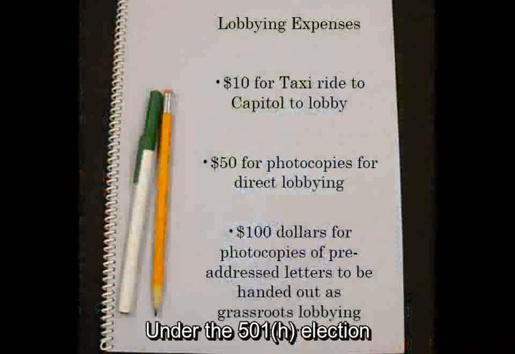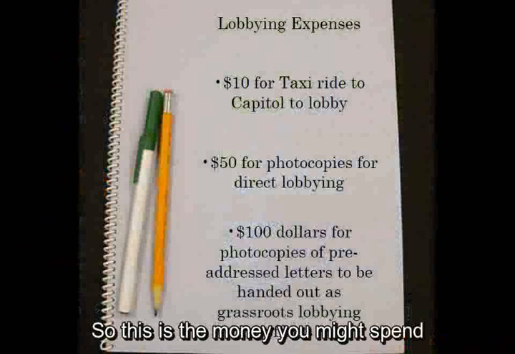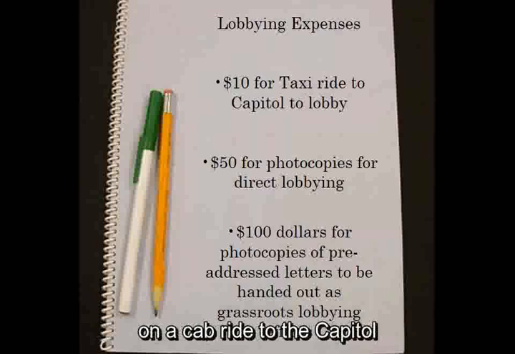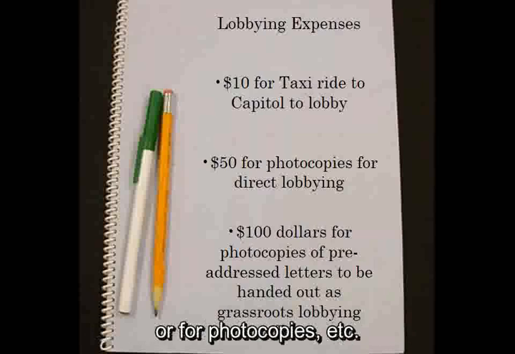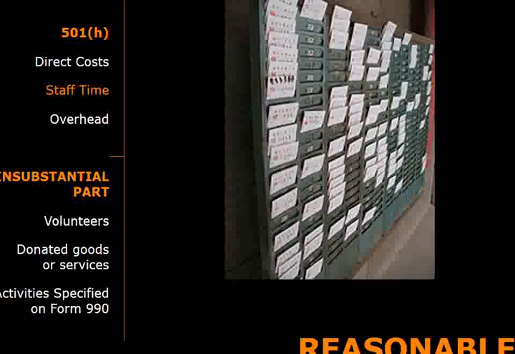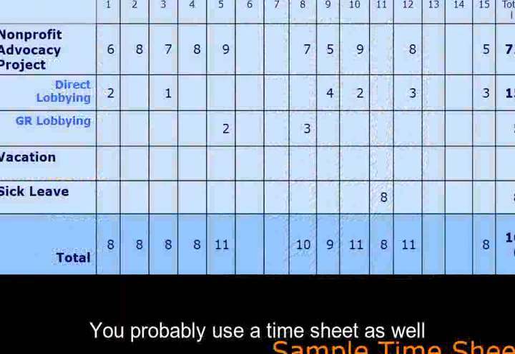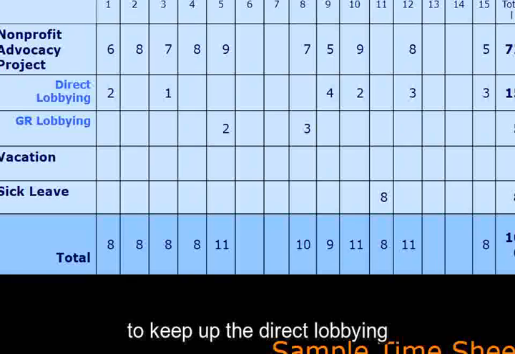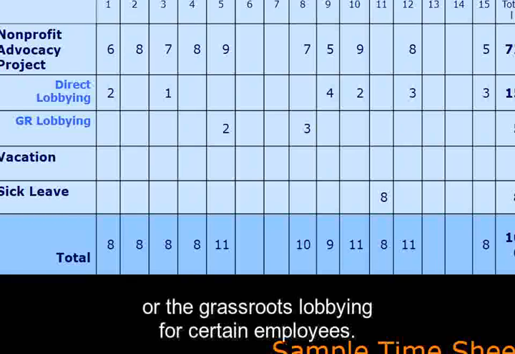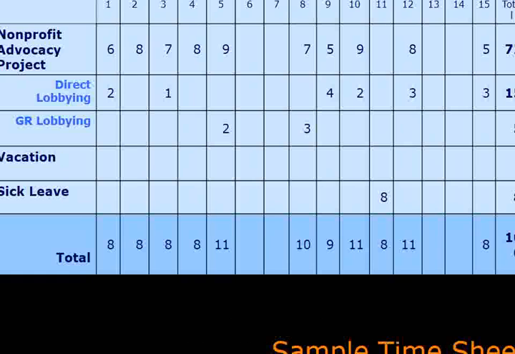And under the 501H election, we're looking at reasonable allocation of direct costs. So this is money you might spend on a cab ride to the Capitol, or for photocopies, etc. Staff time. So we use a timesheet, and I'm sure many organizations use a timesheet as well to keep up with the direct lobbying or the grassroots lobbying for certain employees. And then at the end of the month, you tally that amount.